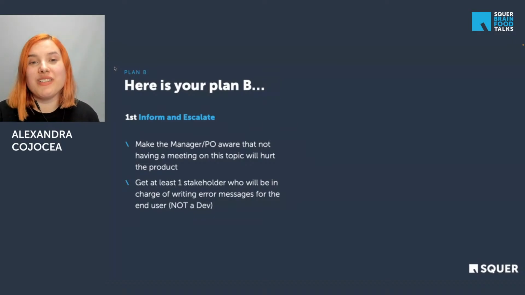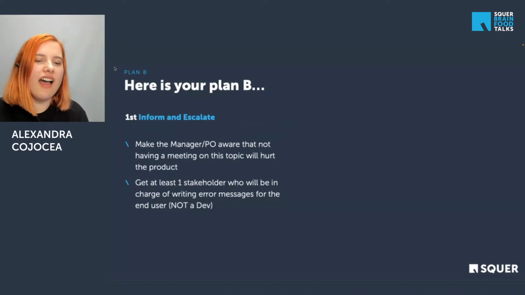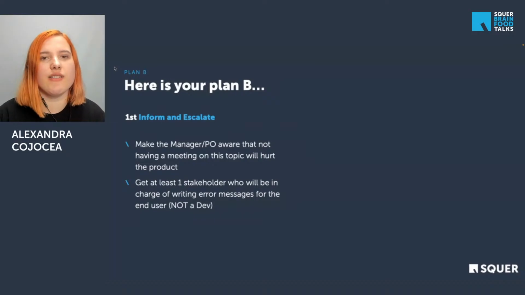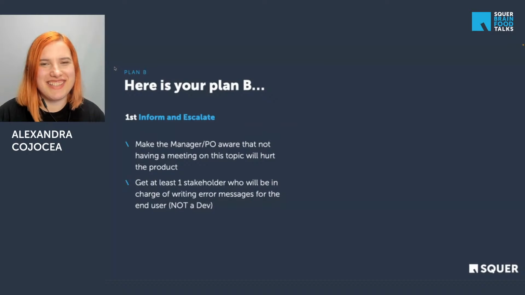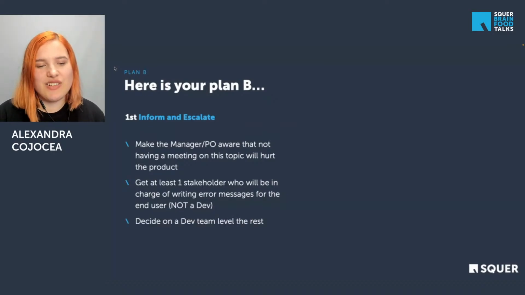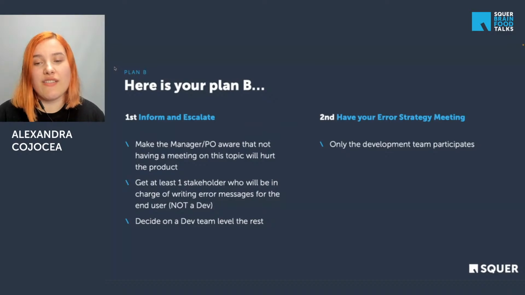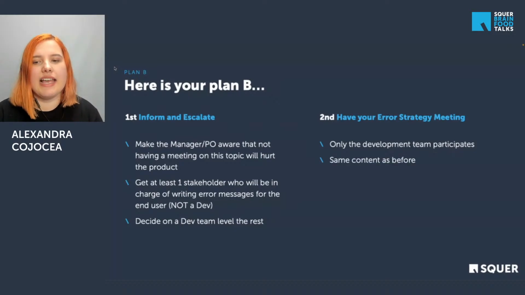So if it would be me, I would always gravitate to find someone actually in marketing for formulating the error message towards the end user. But whoever you can find that's not a developer should do just fine. And the rest you kind of have to decide at the development team level. You still think you need to have a meeting like the one I just described, only that the participants are only the people from development.